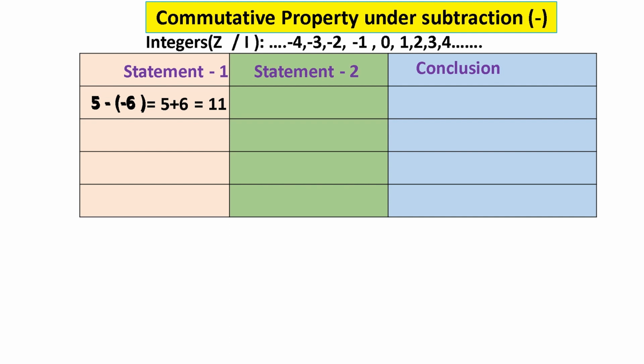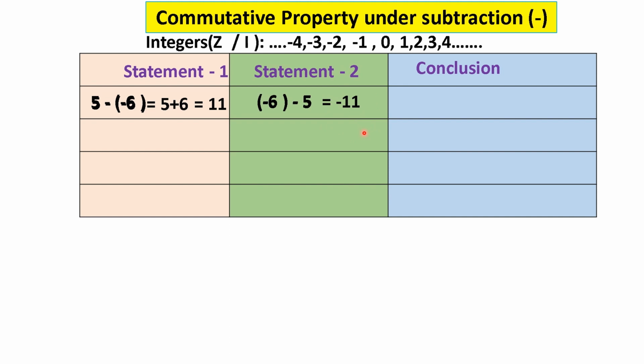And in statement 2, minus 6 minus 5. Here, minus 6 is subtracted from plus 5. Here, plus 5 is subtracted from minus 6. What do we get here? Now here, minus 11. In statement 1, we will get a plus 11. In statement 2, minus 11.